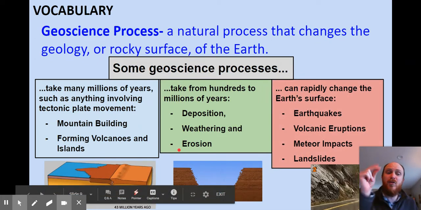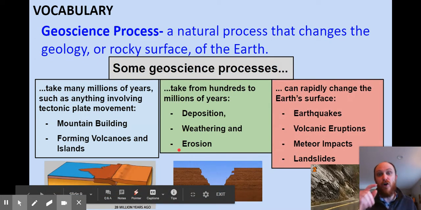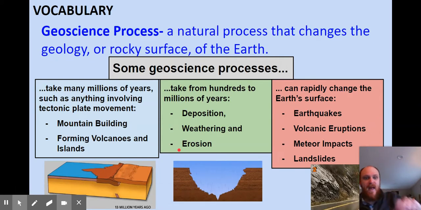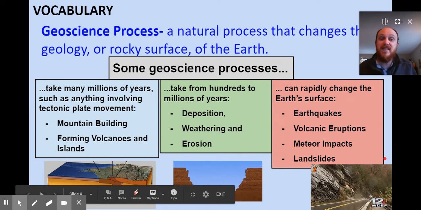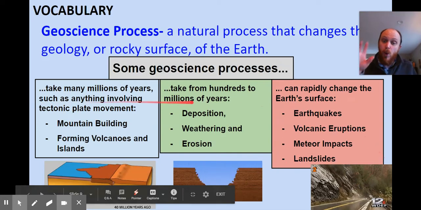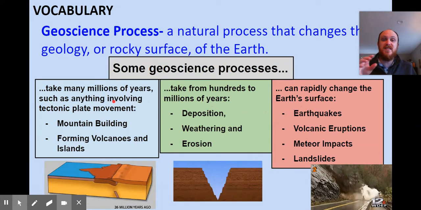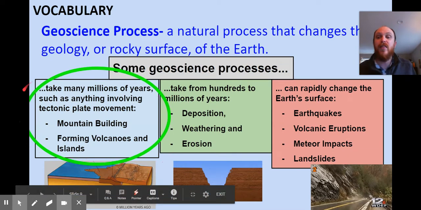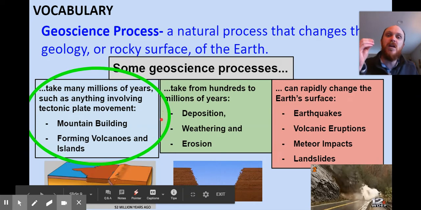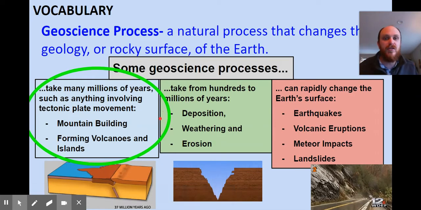And there are some things that can happen really fast. Earthquakes, volcanic eruptions, a meteor impact, landslides like you see in this GIF below, but you can't because I'm in the way. These things can happen really quickly. So you can organize the different kinds of processes by the time that they take to happen. Today, we are looking at these things that take millions or billions of years to happen.